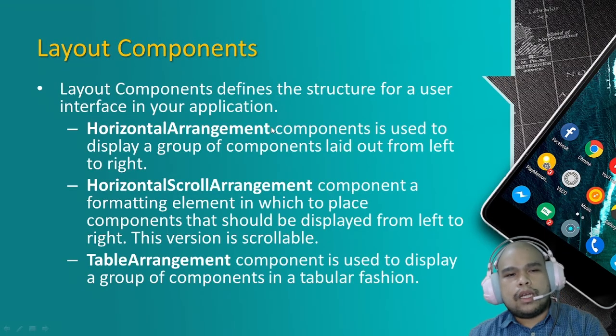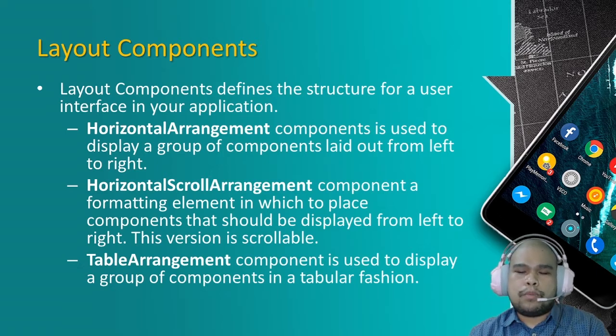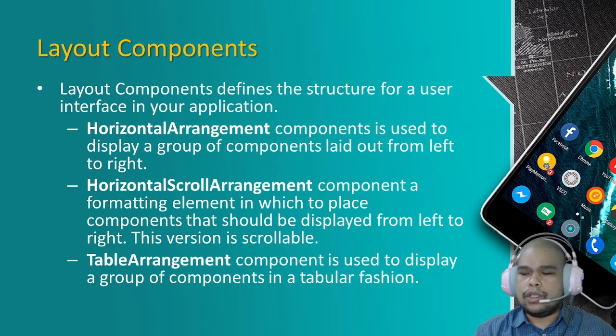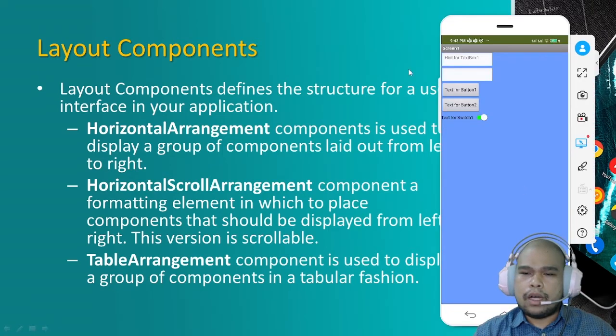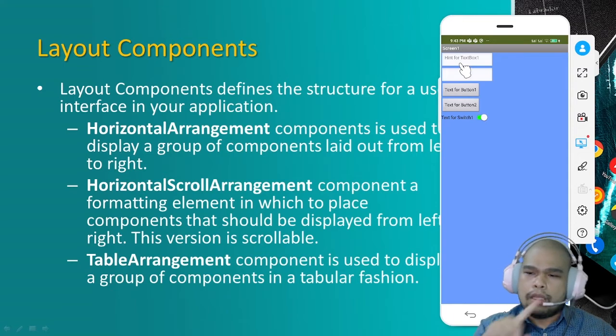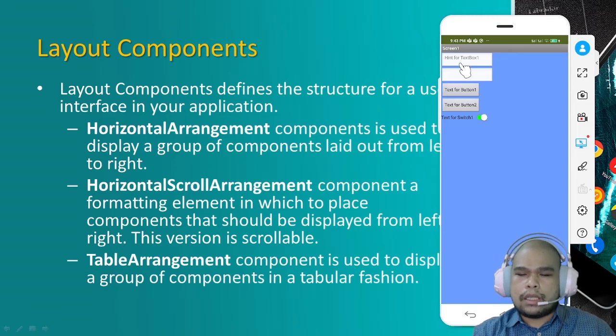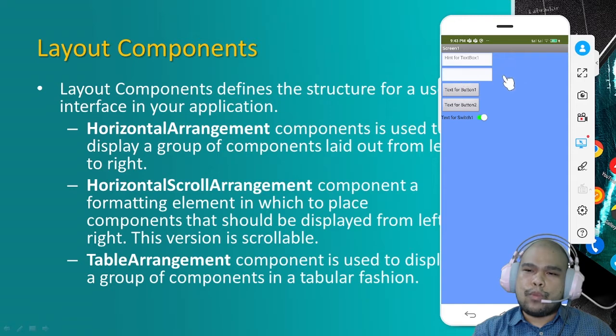So, we have the layout components. So, the layout components defines the structure for a user interface in your application. Now, as you can see dun sa pagdadrag ko kanina nung mga components na to, every time na dinadrag ko sila, nag-i-stack lang sila. Okay? Pababa lang ng pababa. How do you change that arrangement? So, paano kung halimbawa itong text na to gusto ko mapunta dito sa right side? So, anong gagawin ko ngayon?